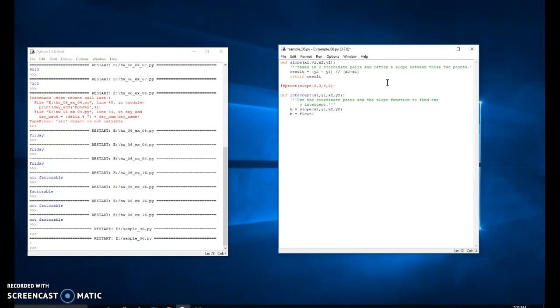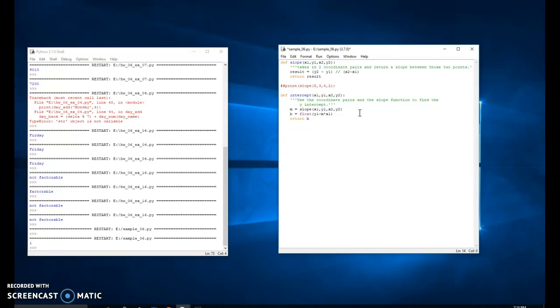So what we had was y1 minus m times x1. And this is what we had before when I typed it down. Everything seems good now, and all we have to do now is return b.